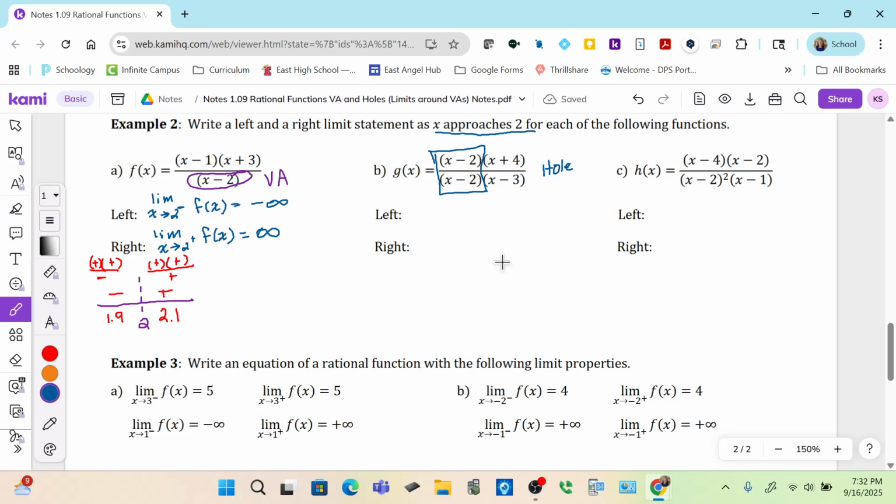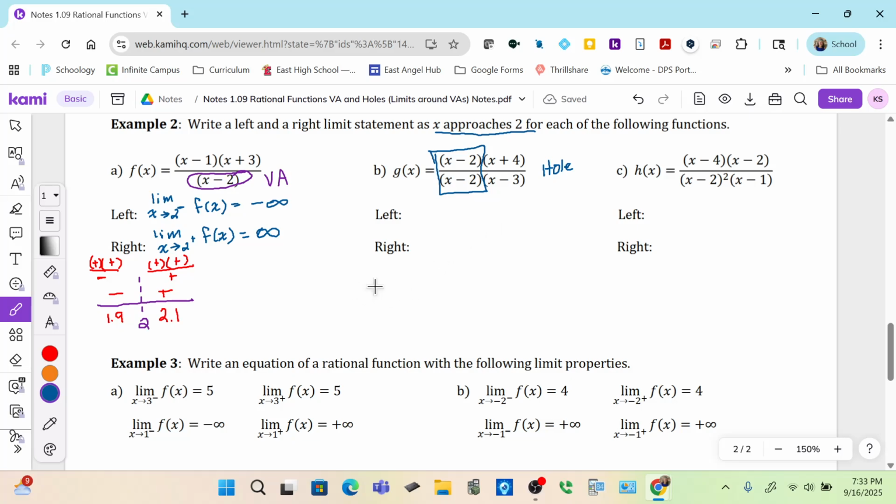Because it's a hole, as I come from the left and as I come from the right, it should be the same value. So I'm going to do some work here for my value, and it's the same work that I was doing in previous videos when I would find the x value of my hole, but then would substitute back in to find the y value. So I'm going to take 2, because we're approaching 2, and we want to know what the value would be at 2 if it existed.